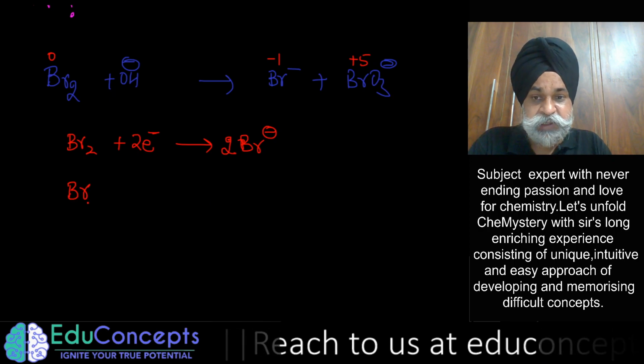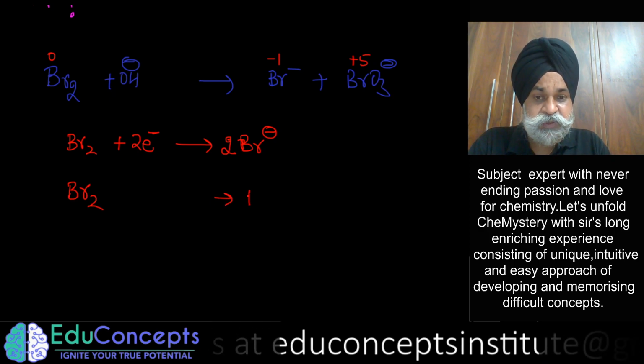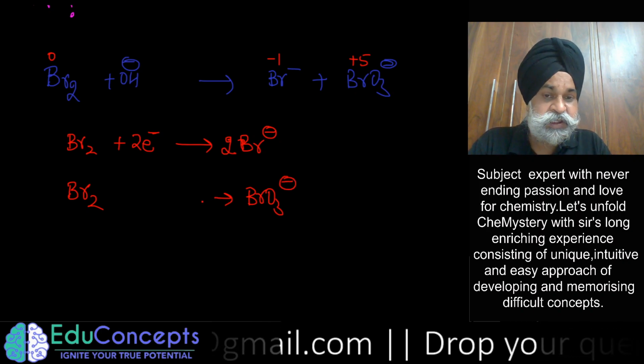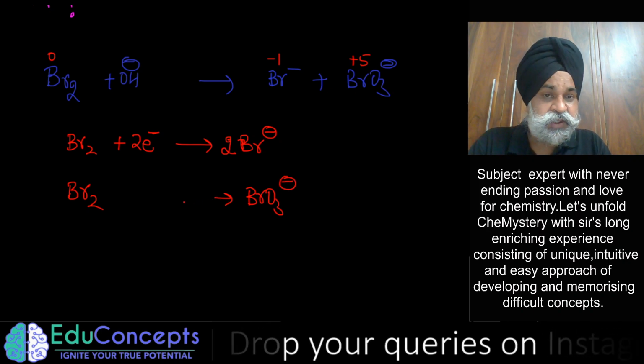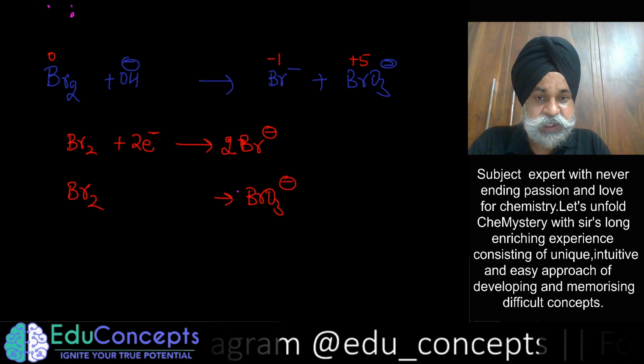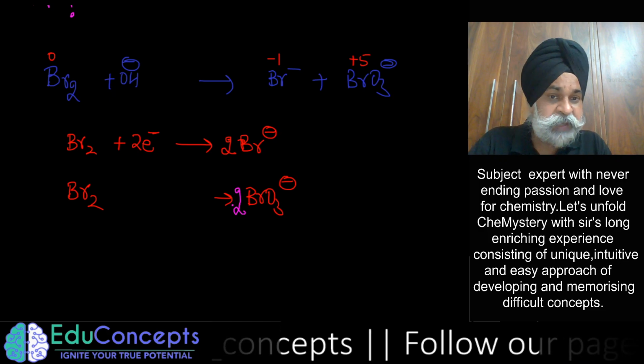Now the oxidation: Br2 goes to BrO3 negative. As I said, leaving aside oxygen and hydrogen, balance all other elements. For balancing all other elements, here you have bromine 2, so I should put 2 here. So bromine is balanced.